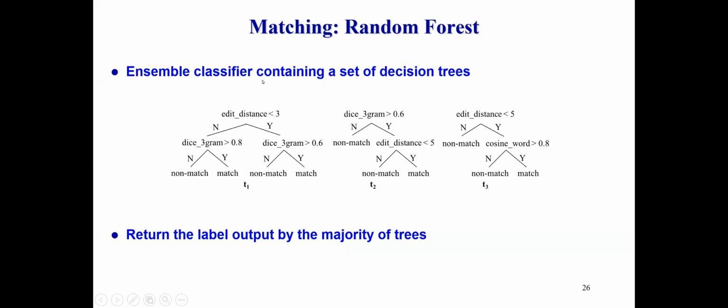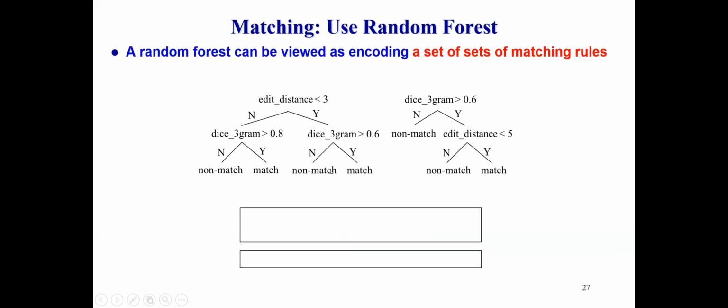A random forest is basically just a set of decision trees, like these 3 trees that I show over here. And when you have a tuple pair, you convert it into a feature vector, then you apply all 3 trees, and you take the majority voting. So if 2 trees say no, then you say no for the entire random forest, right? If you really think about that, a random forest is basically a set of matching rules.